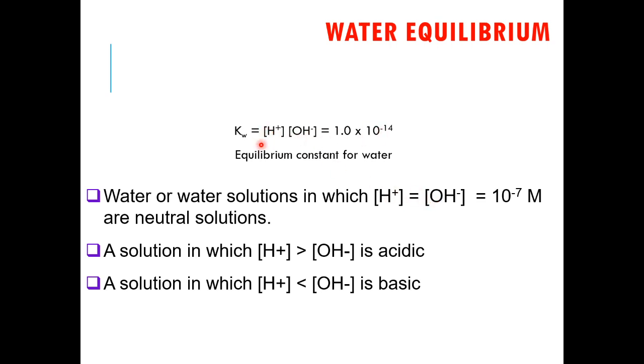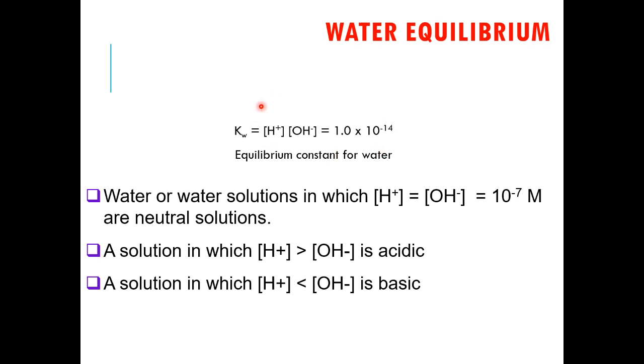So if this statement is true, then each one must be 1 times 10 to the negative 7 in neutral solutions. Well, we know this isn't always the case. It's not always neutral. Once you start influencing that solution, changing the concentrations of H plus and hydroxide, you're going to tilt that solution one direction or the other. If the H plus concentration is greater than hydroxide, it's acidic. If the hydroxide concentration is greater than H plus, it's basic.